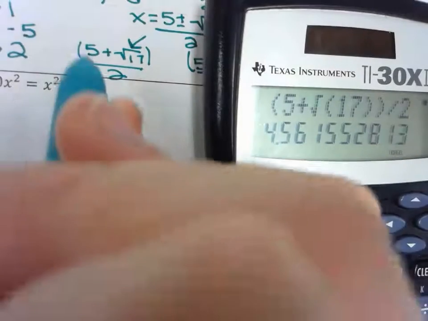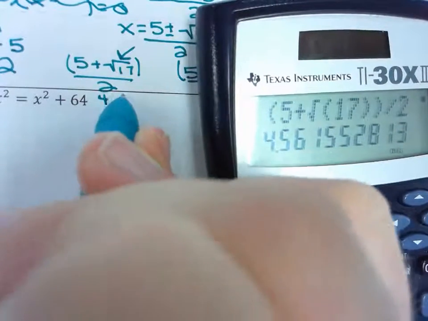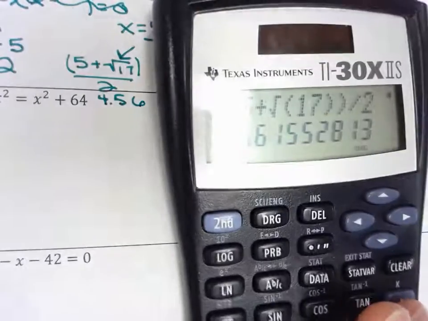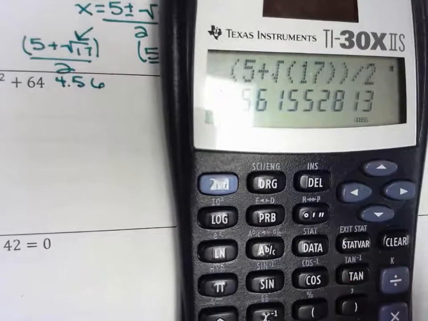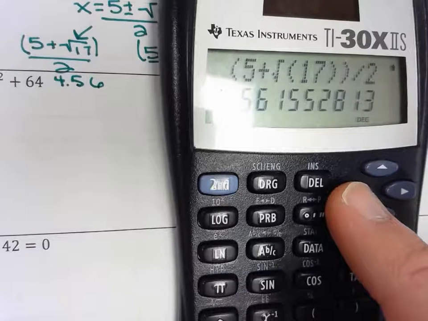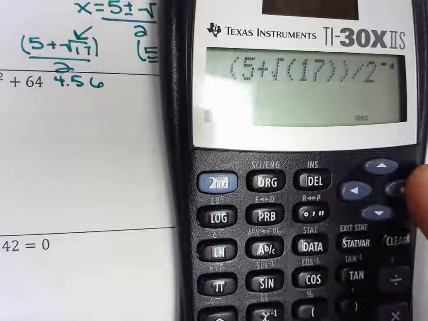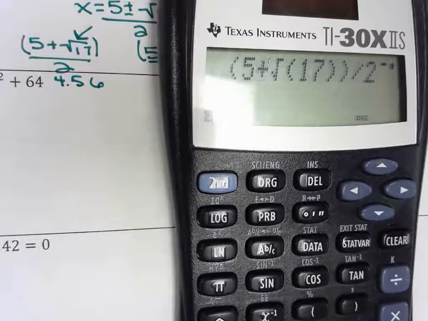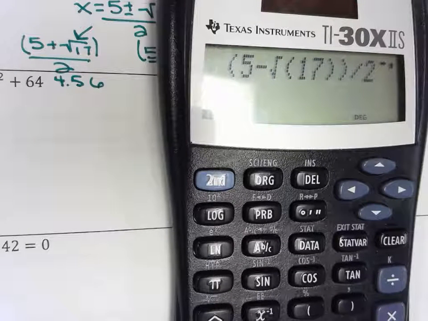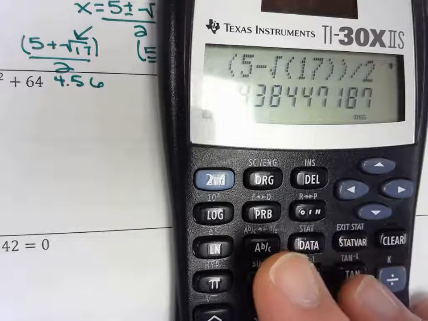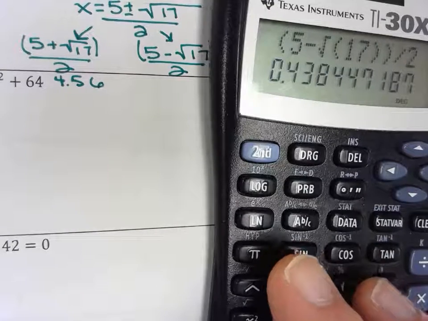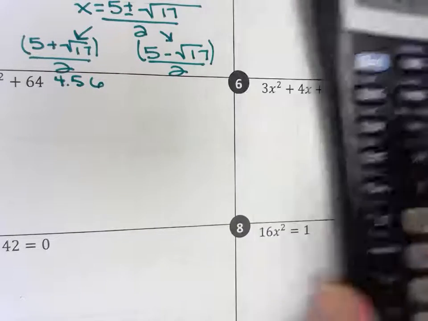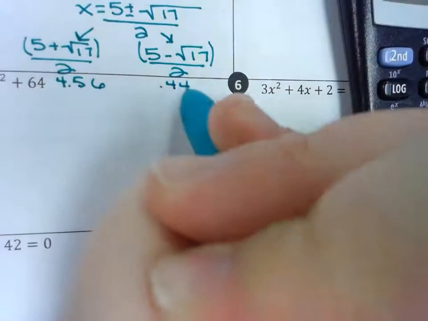5 plus, so 4.56. Now, I showed you the shortcut. What was the shortcut so you don't have to type it all in? Yeah, use the arrow button. Scroll back, get over till it's blinking over the plus, make it a minus. Don't use the negative symbol left of the enter sign. Use the minus symbol underneath the plus sign, and then press enter, and that's your other answer. 0.44, rounded to 2 places. So 4.56 and 0.44 are your two answers.